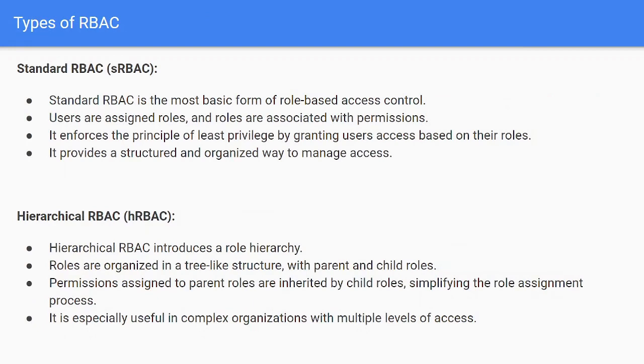So we have different types of role-based access control. Number one, we have the standard role-based access control. Standard role-based access control is a basic form of role-based access control. Users are assigned roles and roles are associated with permissions. It enforces the principle of least privilege by granting users access based on their roles. It provides a structured and organized way to manage access.